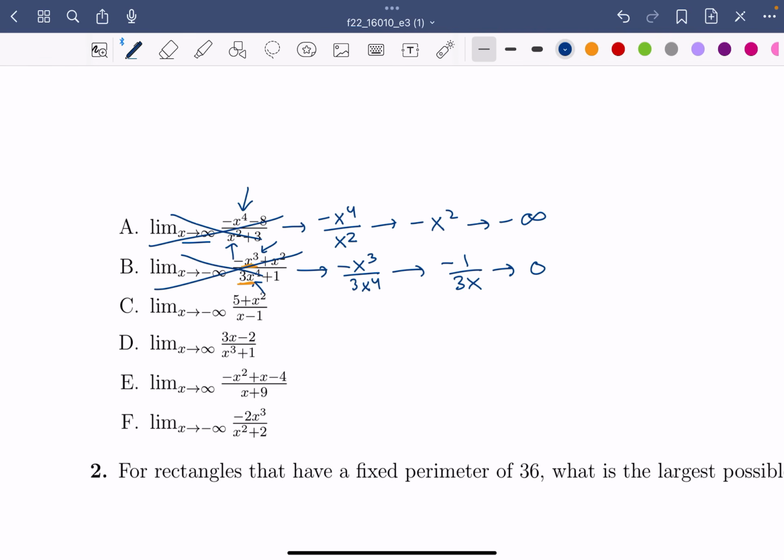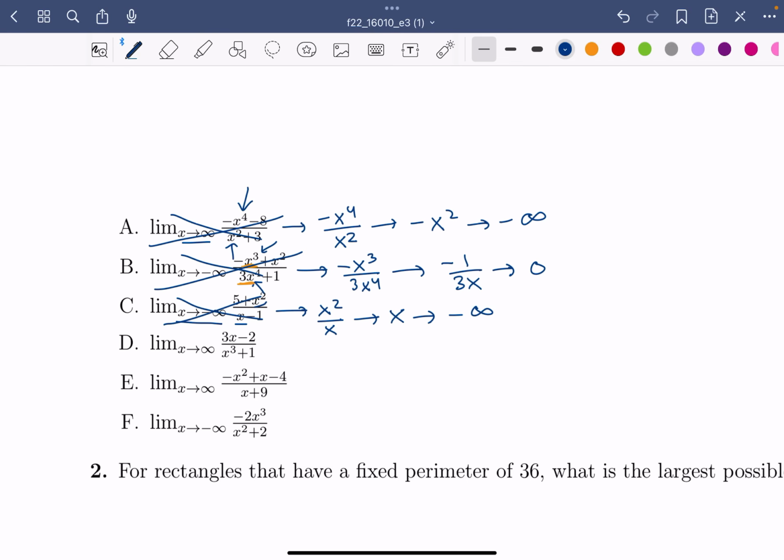C, the limit as x approaches negative infinity of 5 plus x squared over x minus 1. In this one, the highest power is x squared, and the highest power in the denominator is x. Over time, it will look like x squared over x, which means that it will end up being x. But because this limit is evaluated as x approaches negative infinity, this limit actually is negative infinity. So C is also not the answer.